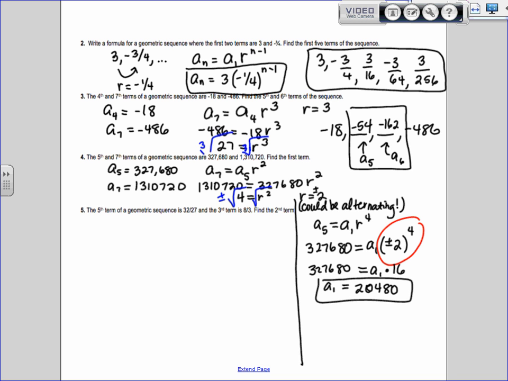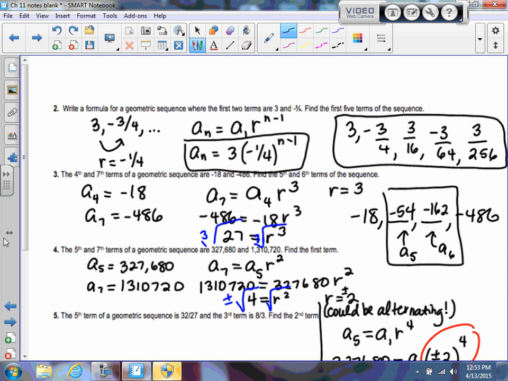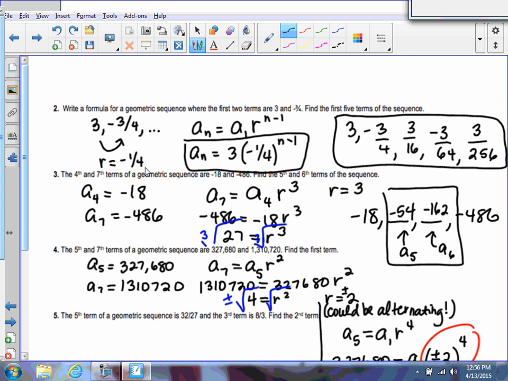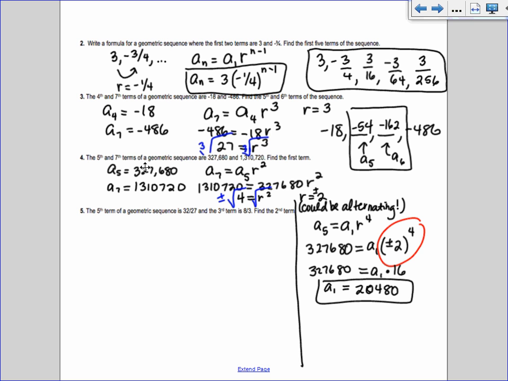So you guys tried the same thing on number 5. Go ahead and do your setup. This one will be a plus or minus, yeah. All right, so you have the 5th term is 32 over 27, and the 3rd term is 8 over 3. So hopefully you guys are past your fraction phobia from the very beginning of the year. Are you guys good with fractions now?